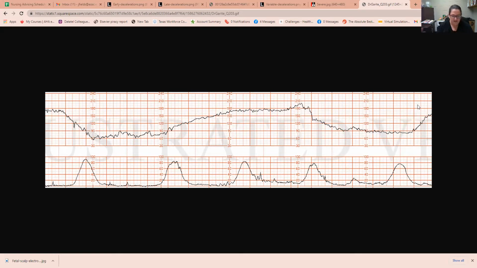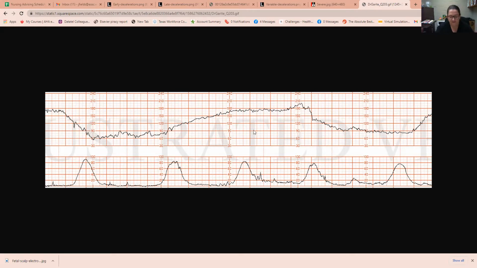This is a prolonged decel. They may begin as either a late or a variable decel. It's a decrease of at least 15 beats per minute below baseline, lasting at least 2 minutes, but less than 10 minutes. The interventions, we want to change the maternal position again. I would start by having them turn on their left side. If it doesn't come up, turn on their right side. This is when you're going to see us flipping that patient like a pancake. We turn them back and forth, trying to get the heart rate up.